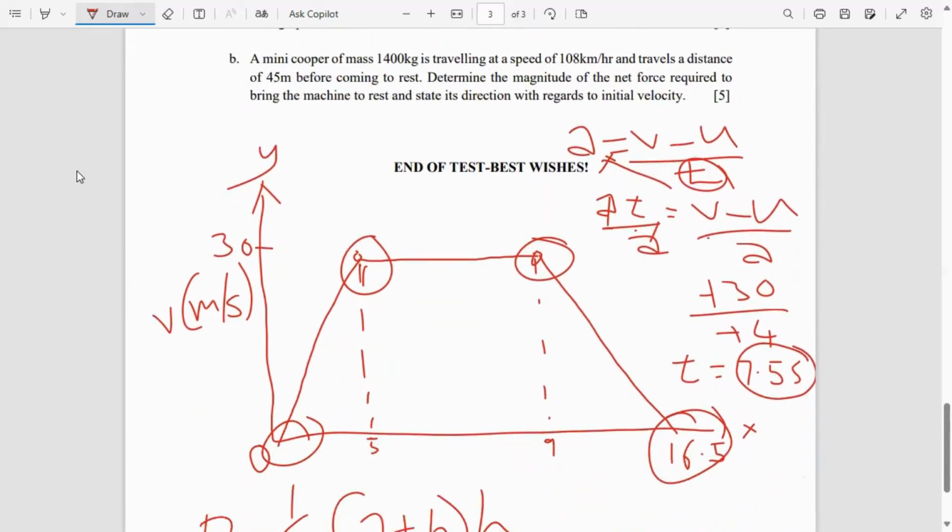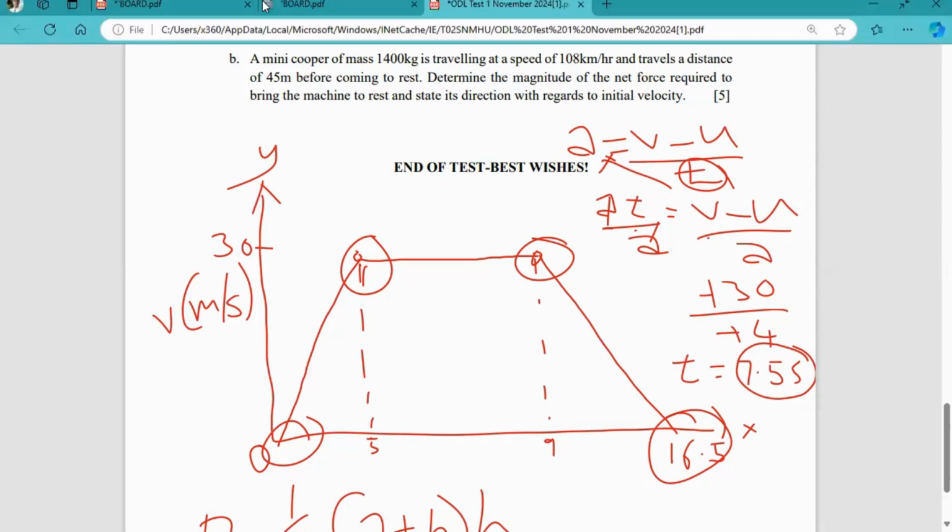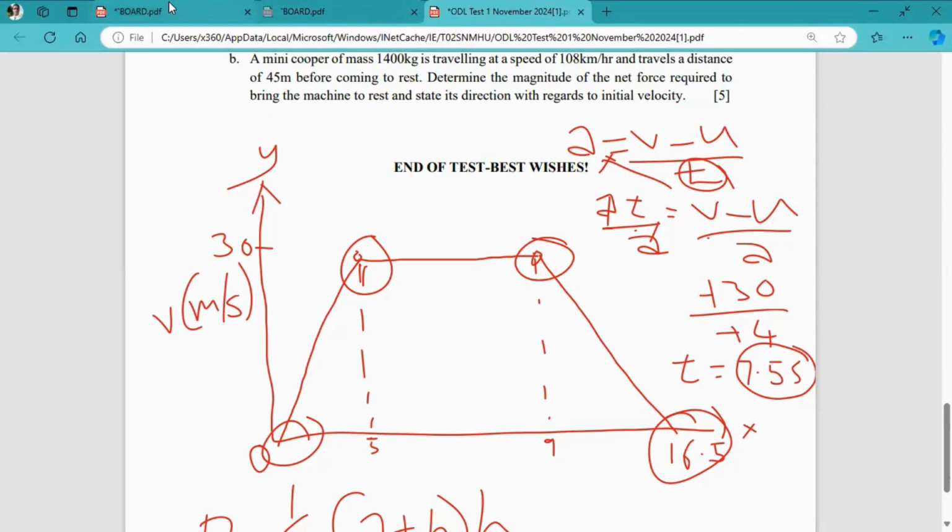Question B is saying a Mini Cooper, that's the name of the car, a Mini Cooper of mass 1400 kilograms is traveling at a speed of 108 kilometers per hour and travels a distance of 45 meters before coming to rest. Determine the magnitude of the net force required to bring the machine to rest and state its direction with regards to the initial velocity. Okay, so we can go to our blackboard now.